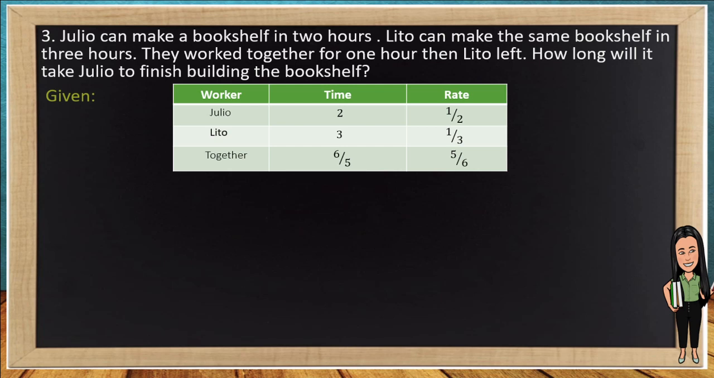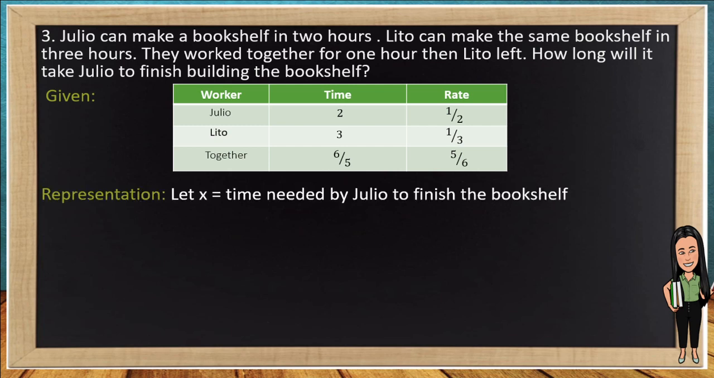Okay. So, ngayon, anong ibig sabihin nito? If they work together for an hour at a rate of 5 over 6, multiply natin yon. They have already finished doing 5 over 6 of the task. And the only remaining part of the task that needs to be done is 1 over 6. Okay? So, ang tinatanong, umalis na daw si Lito. Si Julio na lang yung naiwan. Julio is working at a rate of 1/2.